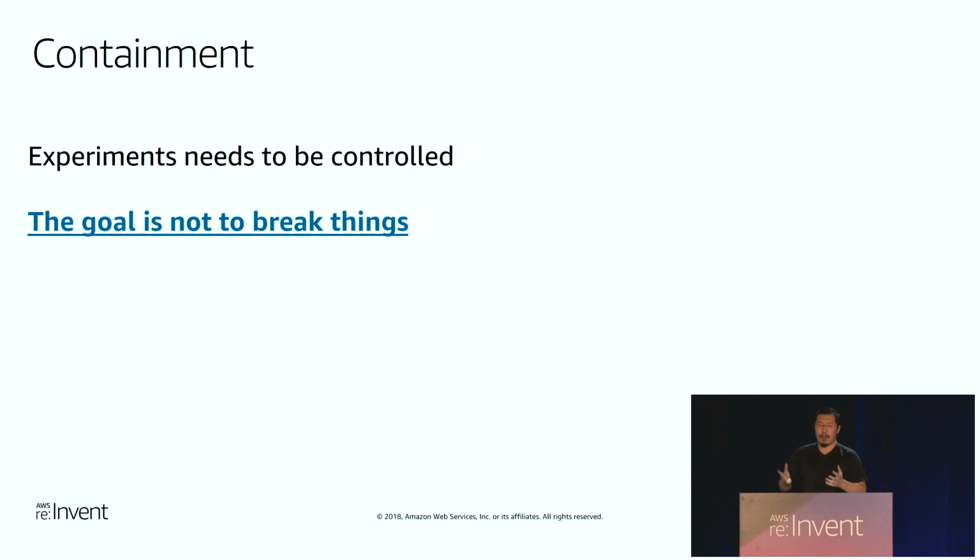And since the goal is not to actually hurt production, we need to make sure the experiments that we are running are done in a controlled manner, which is why containment and blast radius should be front and center of your thinking at all times, especially if you want to move your experiment into the production environment. The point, again, is not to actually hurt production. So how do we actually keep those experiments under control?